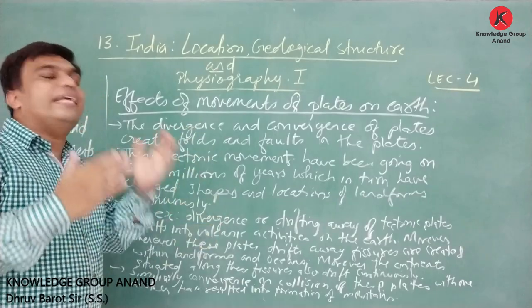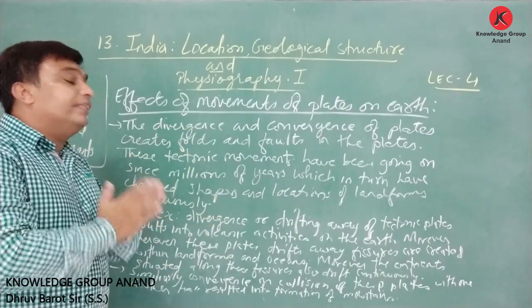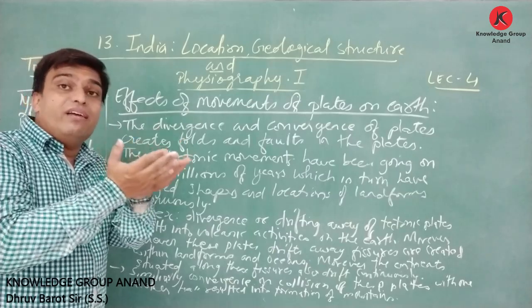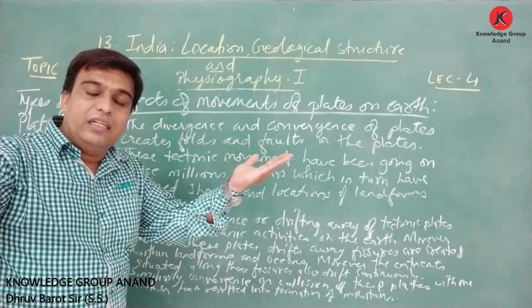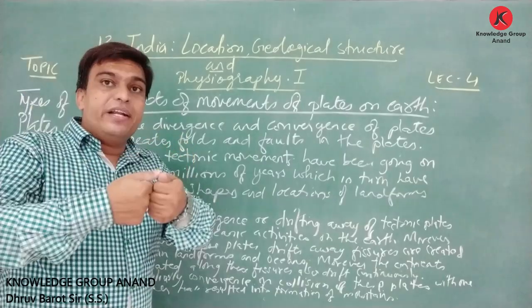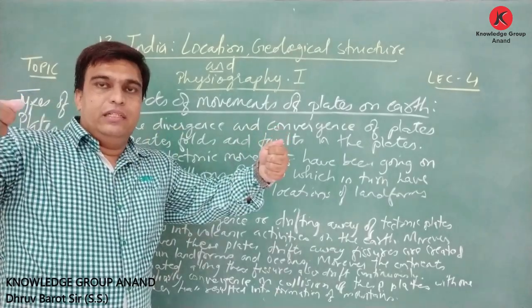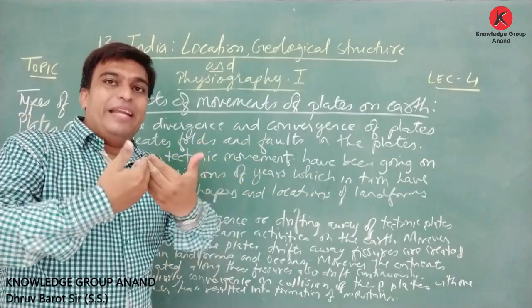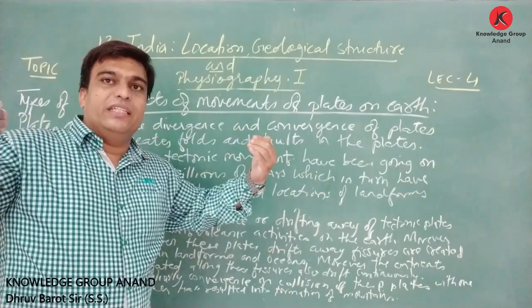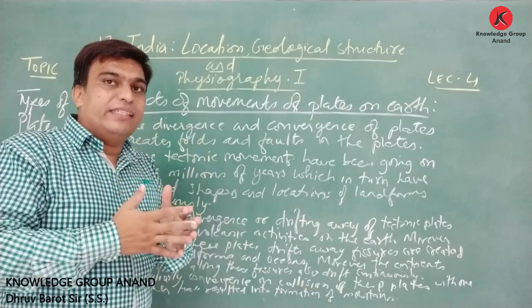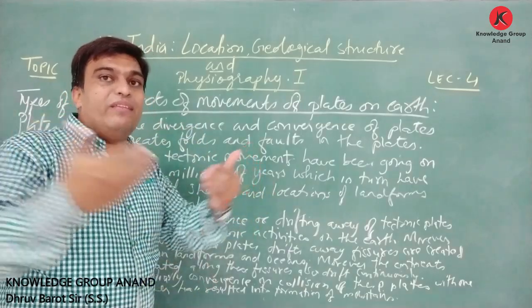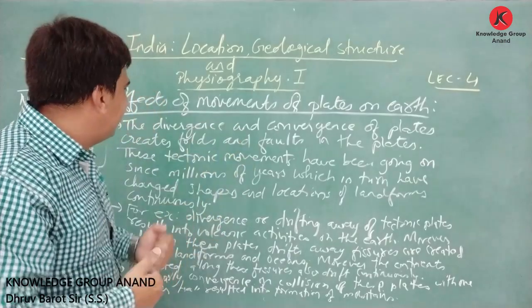When the divergence and the convergence of plates happen, they create folds and some faults. Whenever these plates move away from each other, as you all know, if you stretch from both the sides, it will break into two pieces. Same way, when the plates move away from each other, a gap is created, and somewhere where they come close to each other, some faults are created.